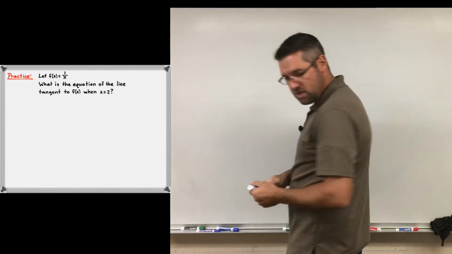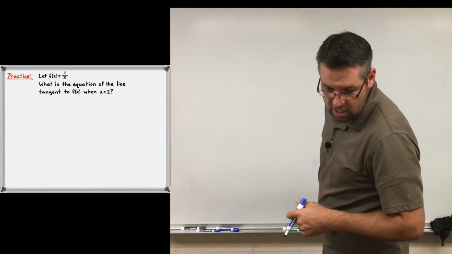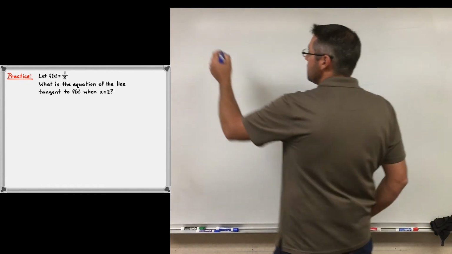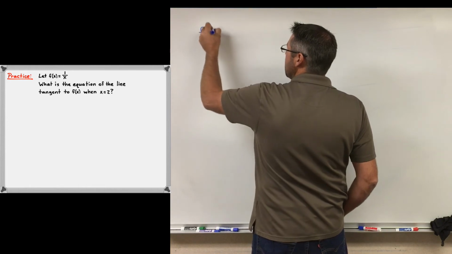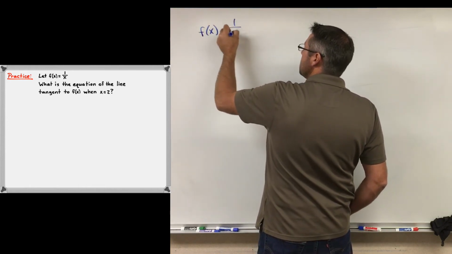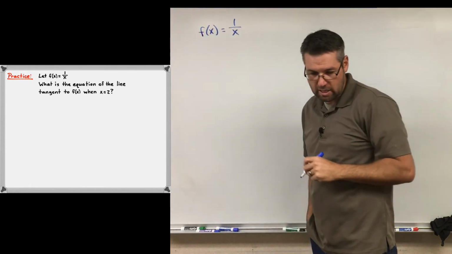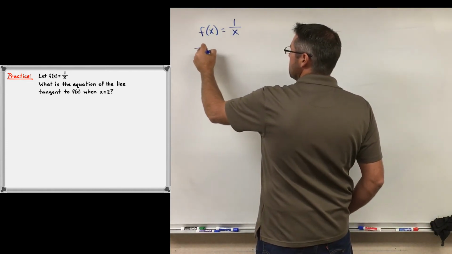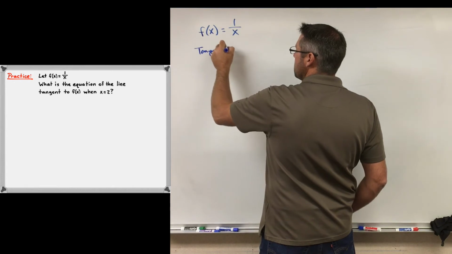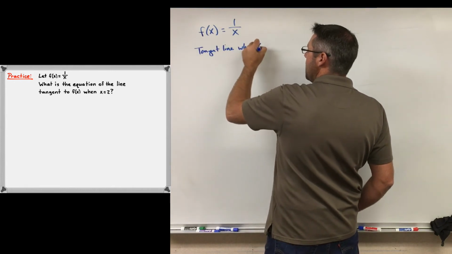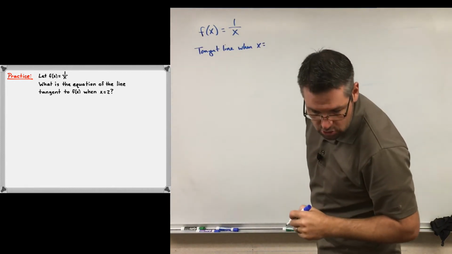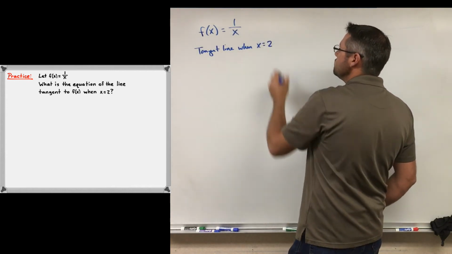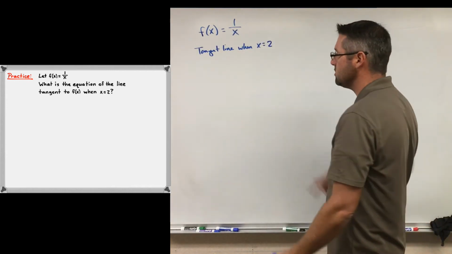Okay, so this time we are looking for the equation of the tangent line of our function f of x, but in this case our function is 1 over x. And we are looking for the tangent line when x equals 2. So remember, we need two things. We need a point and a slope.